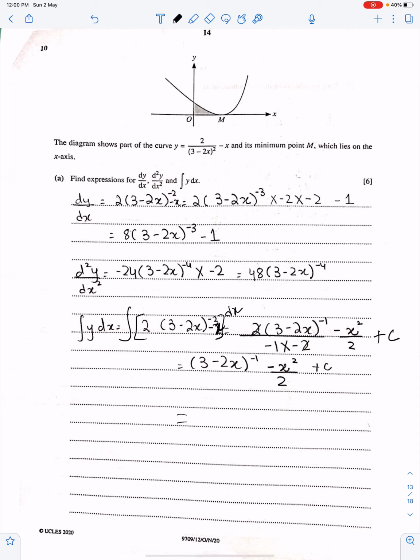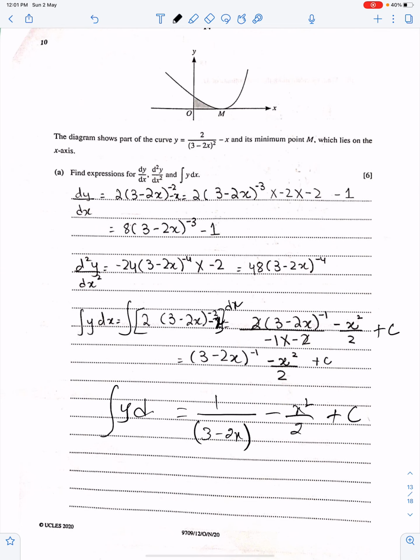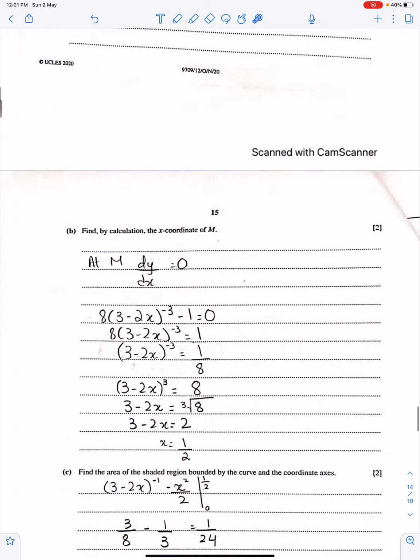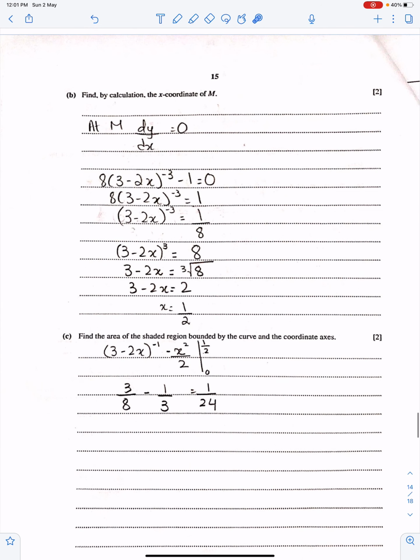You can write this in this way. This is the most simplified form of the integral. So we have got all three expansions, this, and this. Now we need the x coordinate of M. For that, since M is minimum point, at M gradient should be 0. So this is the expression of gradient. By equating this to 0 and by solving this equation, we have the value of x.